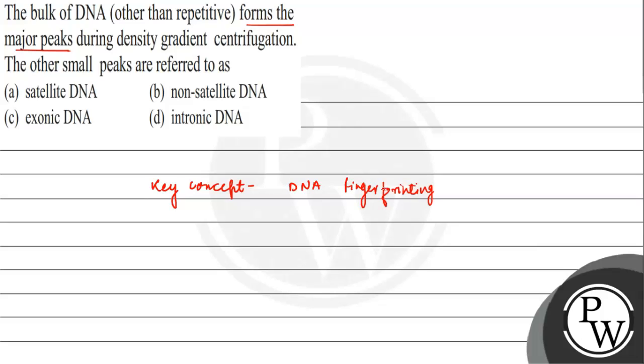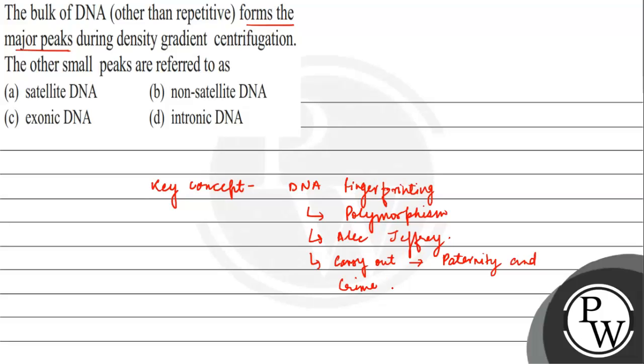fingerprinting. Now, what happens in DNA fingerprinting? It is based on the principle of polymorphism, and this DNA fingerprinting was discovered by Alec Jeffreys. Apart from that, by the comparison of DNA fingerprinting samples, we can carry out paternity and crime tests.